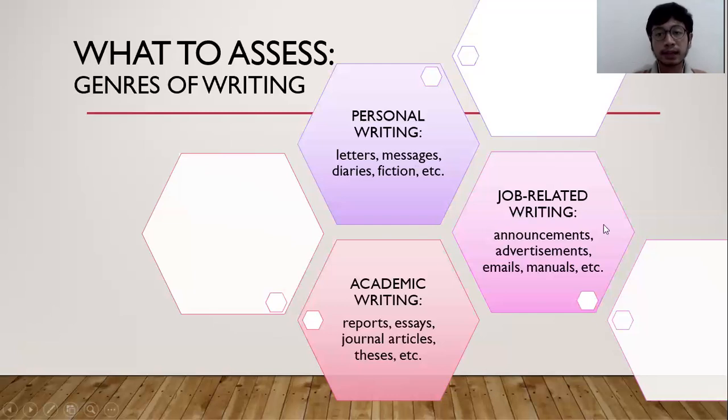And then the next type of writing would be job related. So the genres would be like announcements, and then emails, advertisements, manuals, things that are pertinent to certain type of job. That's going to be job related writing. And the last type would be academic writing. So I believe that most of you are familiar with this type of writing, with academic writing.